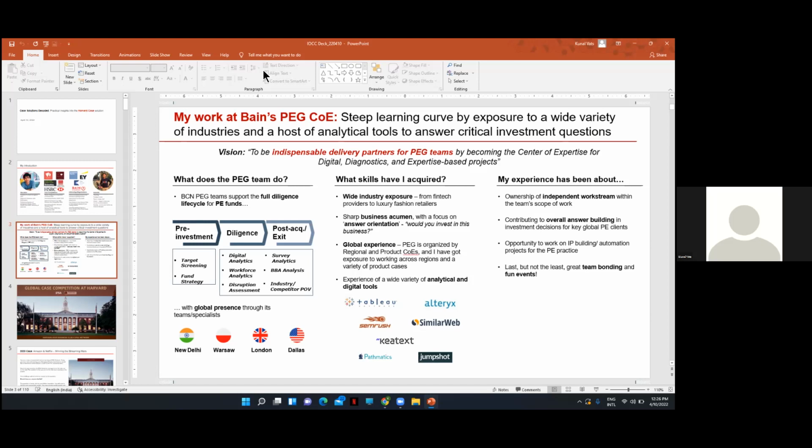So industry exposure is there. Business acumen is definitely tested in PEG. We use different tools as well, as you can see. The ones that I've used are Alteryx, SEMrush, SimilarWeb, and these tools are again used for different projects, which I'm not going to go into right now.